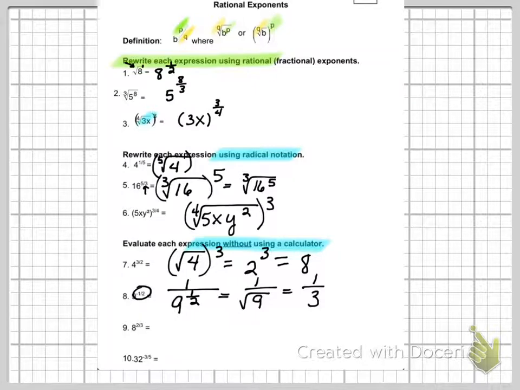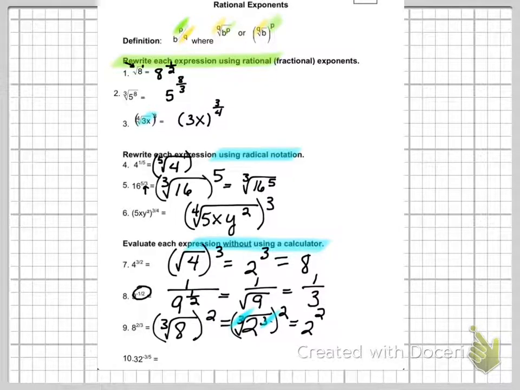8 to the 2/3 power, we have the cube root of 8, and all of that squared. The cube root of 8 is 2. Let me write it this way just so you can see it. That's the cube root of 2 cubed squared. And remember, when the index and the exponent match, the 2 comes out as the root. So that was 2 squared, which then is 4.